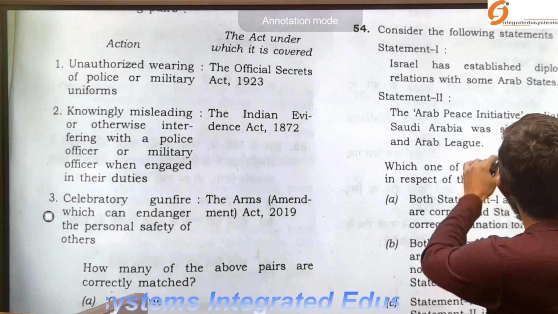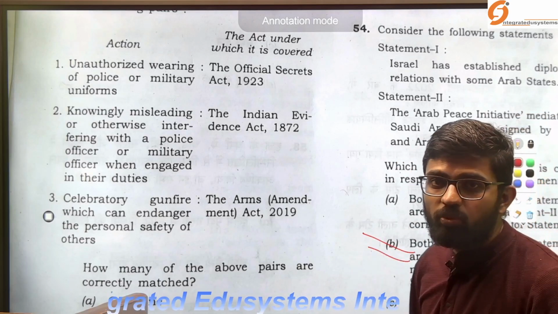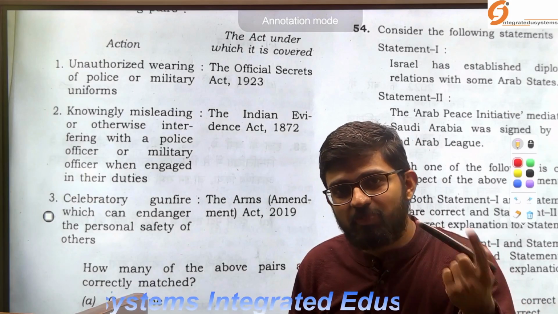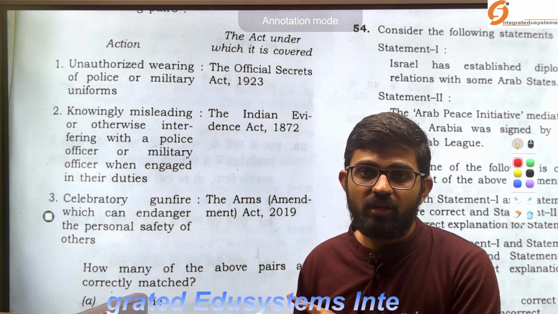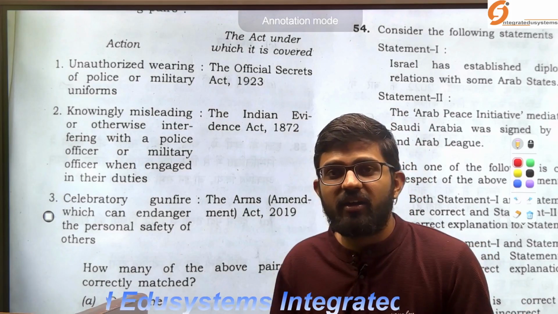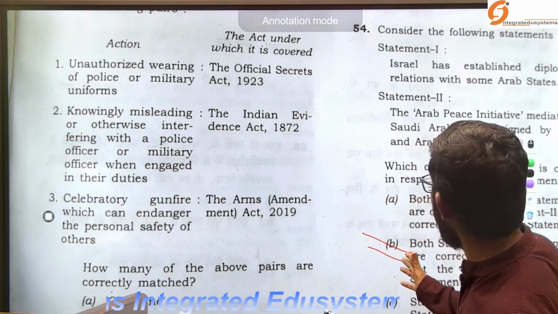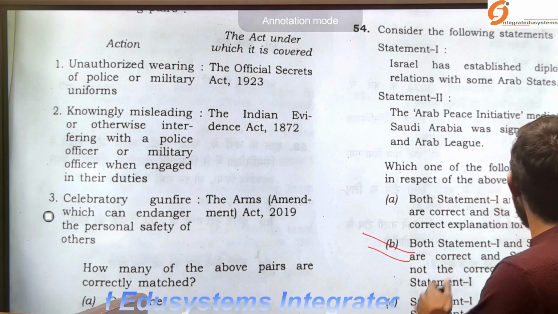See, though both statements are correct, statement 2 is not explaining statement 1. We must understand, even in this type of question, though both statements may be correct, if it is not explaining the first, then option A is wrong, and B is the only and the only answer.